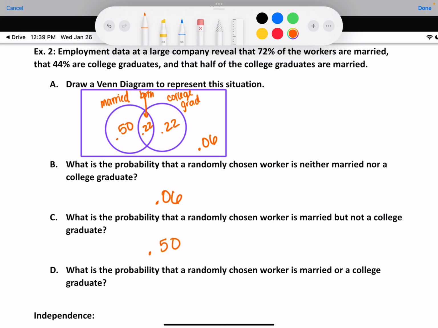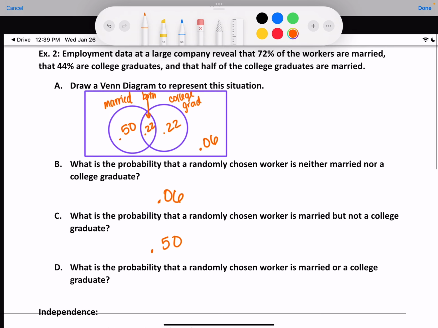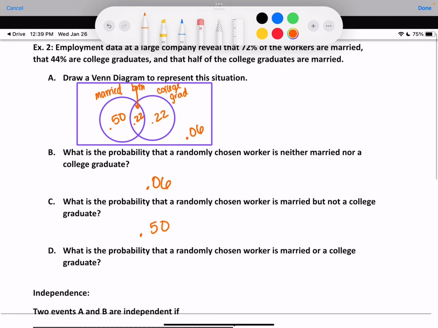What is the probability that a randomly chosen worker is married or a college graduate? 0.72. You have to multiply. Yeah, 0.72. Okay, well, hold on. Oh, wait, no. 0.44. Because it's or, right? So you have to multiply them. So we would do the probability of A plus the probability of B minus the probability of A and B.